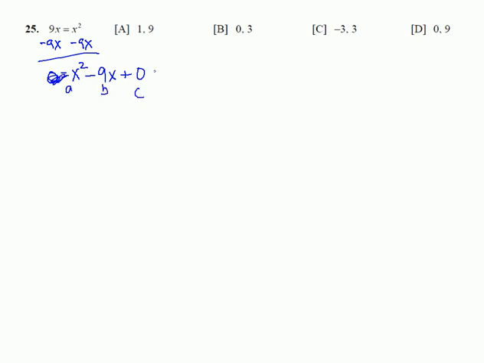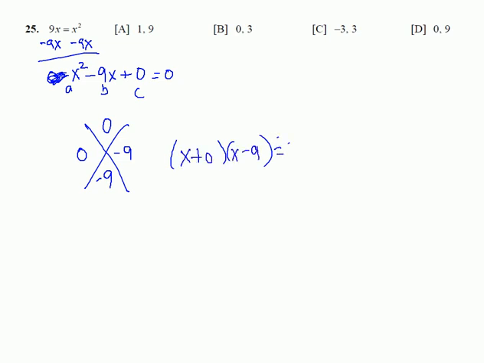If you feel more comfortable throwing the equals 0 on this side, then do it. I think that's called the reflexive property of equality. Two things equal, you can flip them around. The b value is negative 9 and a times c is 0, so we got 0 and negative 9 that multiply to give 0 and add to negative 9. So that's going to turn our binomials into x plus 0 and x minus 9 equals 0.